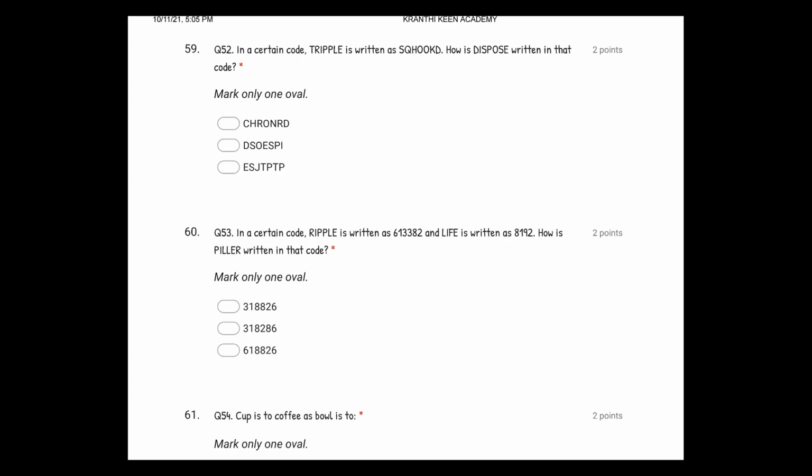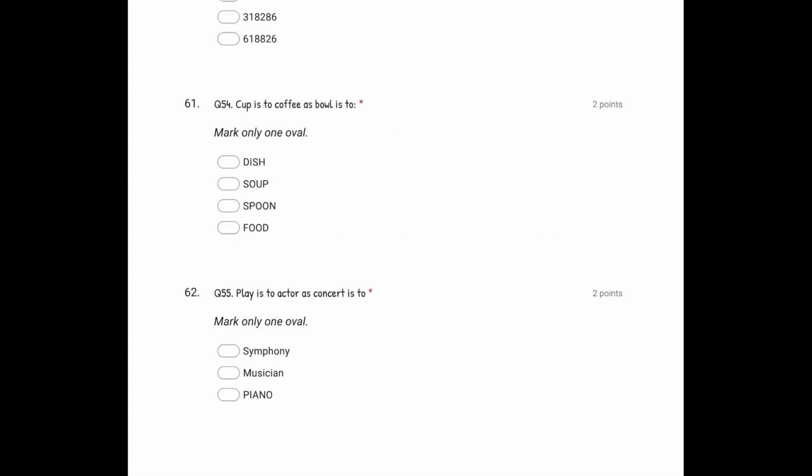And next question, it is analogy. The analogy is cup is to coffee as bowl is to dash. Cup is to coffee means we hold coffee in the cup, and bowl is to dish, soup, spoon, food. Spoonful, bowl is to food or other.